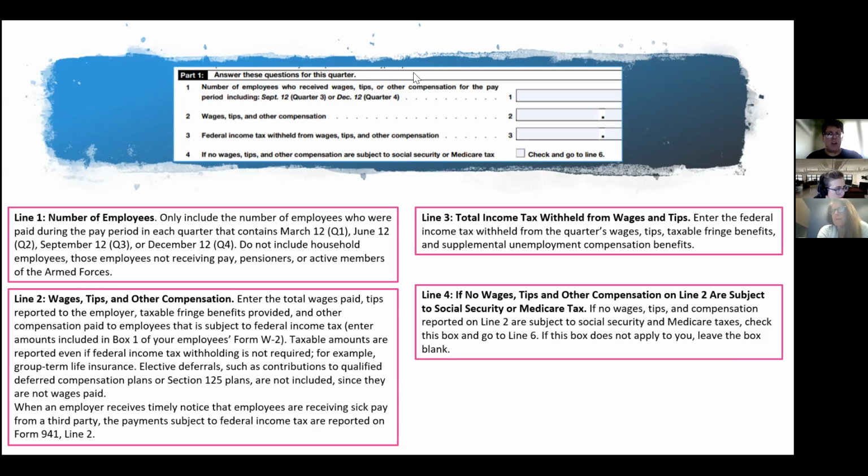These are things that are not included, since they are not wages paid. So if you've got somebody that you're paying wages to, but you take out benefits pre-tax, you're not going to include those wages that you took out the benefits for. They're going for like a retirement plan or health plan. You're not going to include those wages in there because they're not considered wages paid.